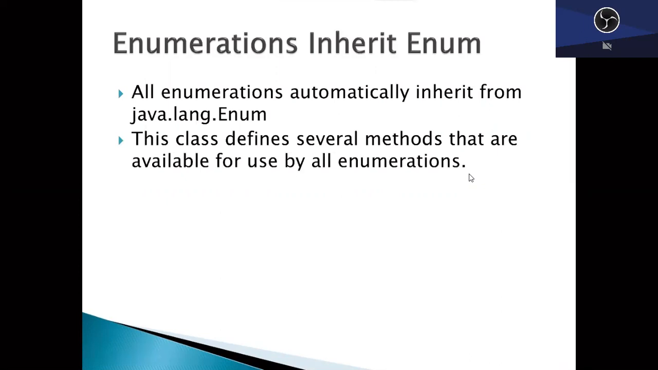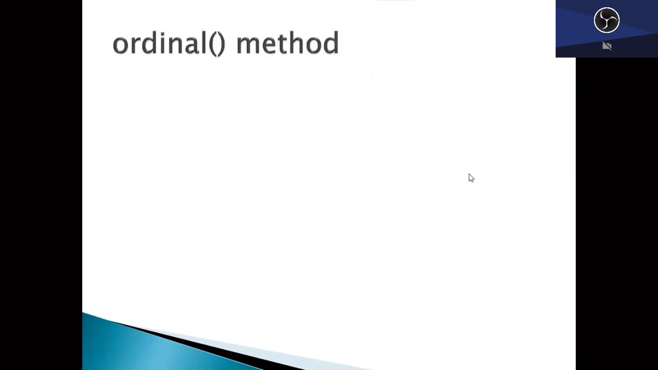These values and valueOf are only two. There are many other methods available to be used by all enumerations, so you can check out the methods in the Enum class. Finally, one method you may find useful, along with values and valueOf, that is there in Enum and inherited by any enumeration, is ordinal.